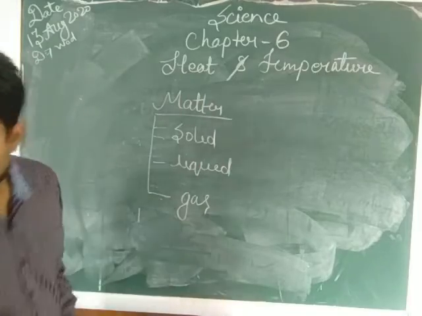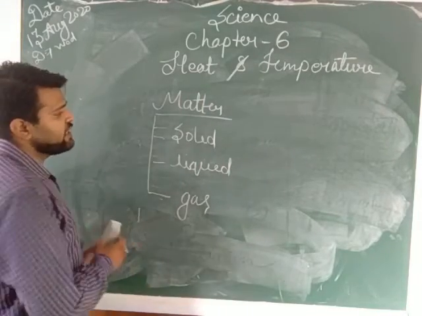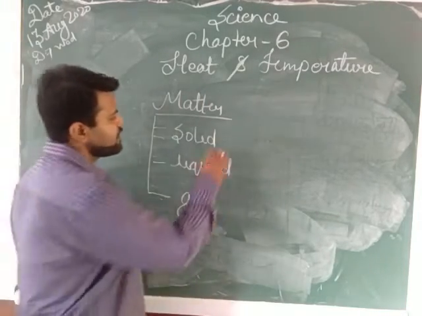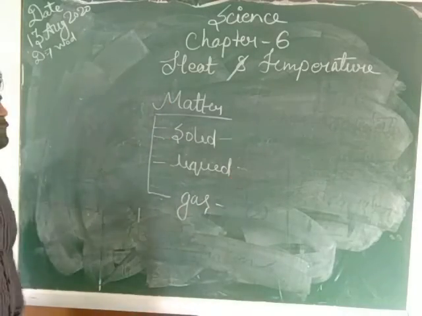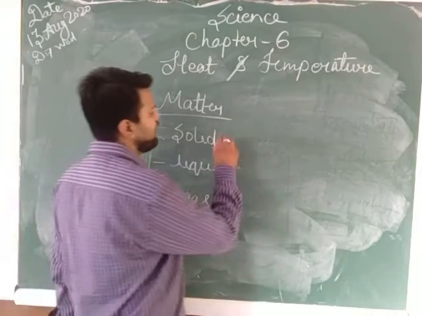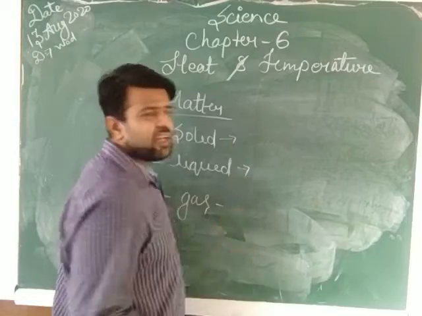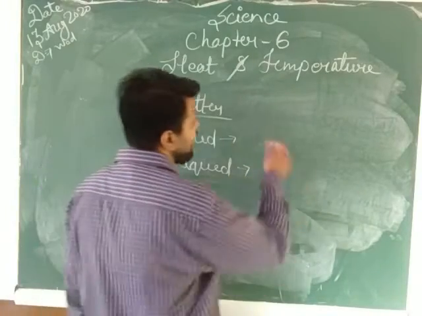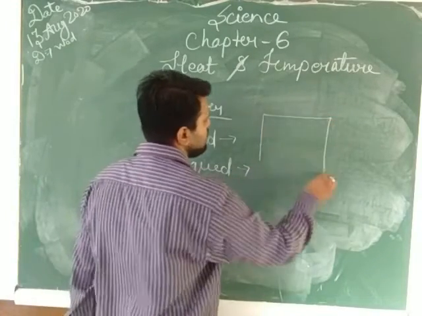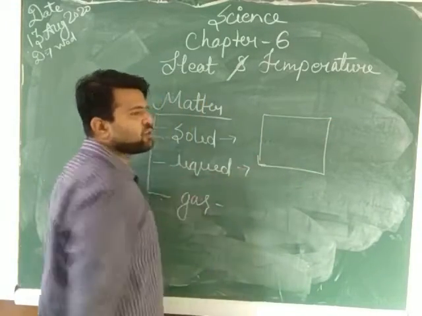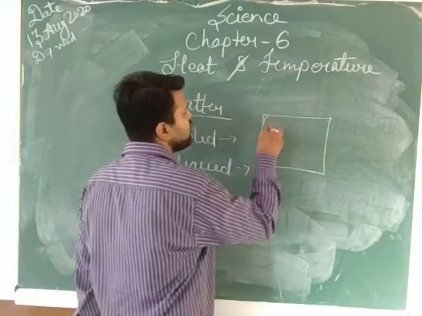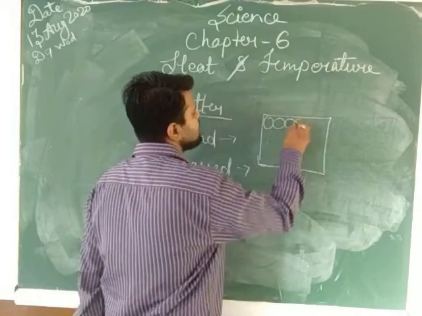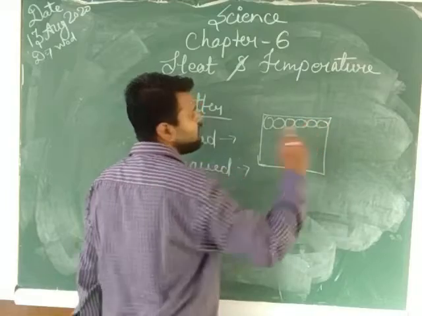Now today we will see what matter is made up of. Every matter is made up of small particles. Suppose I am having a wooden block. What is a wooden block made up of? A wooden block is made up of small particles of wood.